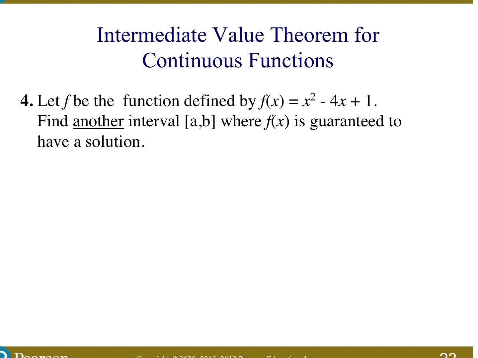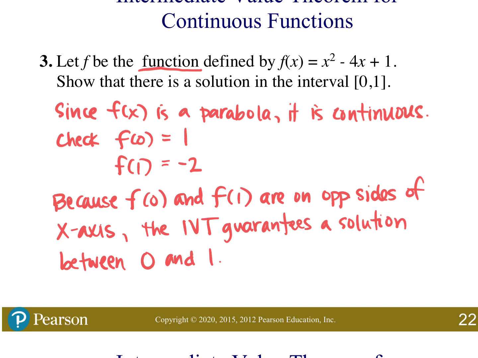Okay, same equation, same parabola. I want you to find another interval where you're guaranteed to have a solution. So what else do you need to find? We just went from 1, which is above the x-axis, to -2, which is below the x-axis. What do you know that parabolas do? They're going to turn around and go back up. So now I need you to find me another value that shows that it went back up again.